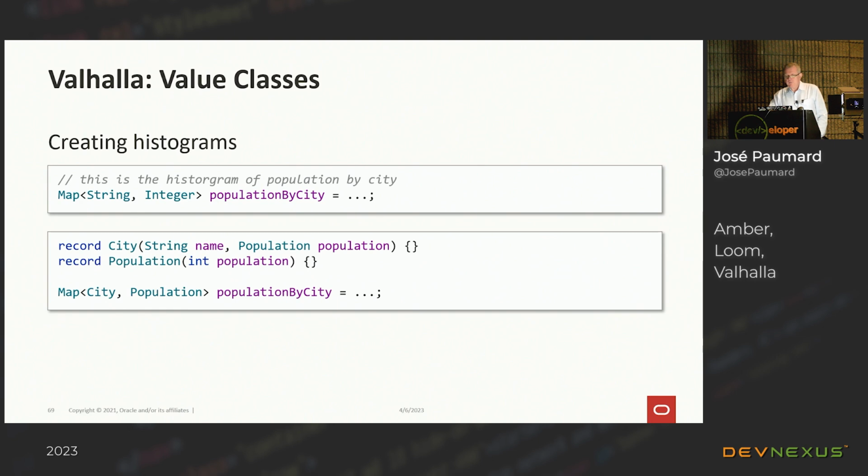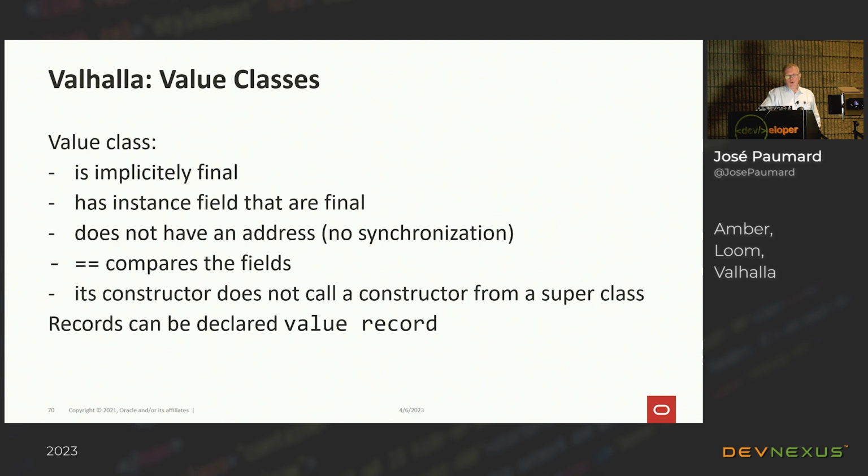So Valhalla brings the first notion of value classes. A value class is a regular class, declared with value, and I'm going to show you the syntax that people are working on currently. It is implicitly final, meaning all the fields are final. It does not have an address. No address for a value class. Why? Because you want to be able to inline it wherever you use it. So if you give it an address, it will not work. If it doesn't have an address, it means that you cannot synchronize on it. So you give up on synchronization.